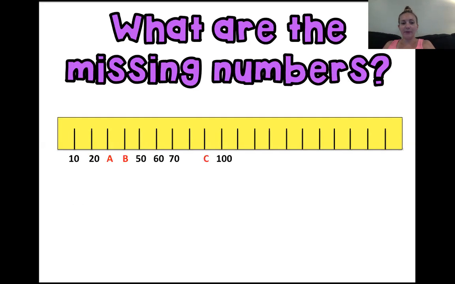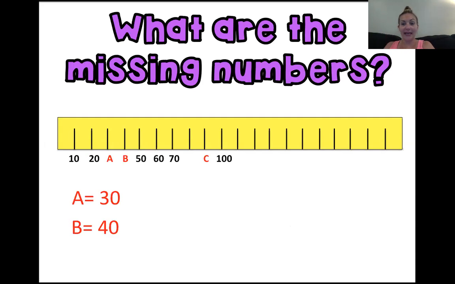So what are the missing numbers here? We have 10, 20. What's the distance between 10 and 20? ¿Cuál es la distancia entre 10 y 20? How do we get from 10 to 20? We jumped 10. So now we need to get from 20 to the letter A, and what number is that going to be if we jump 10 more? It will be 30. So what would that make B? If every time we jump it's 10, then after 30, what would happen next? 40. Then we get 50, 60, 70.